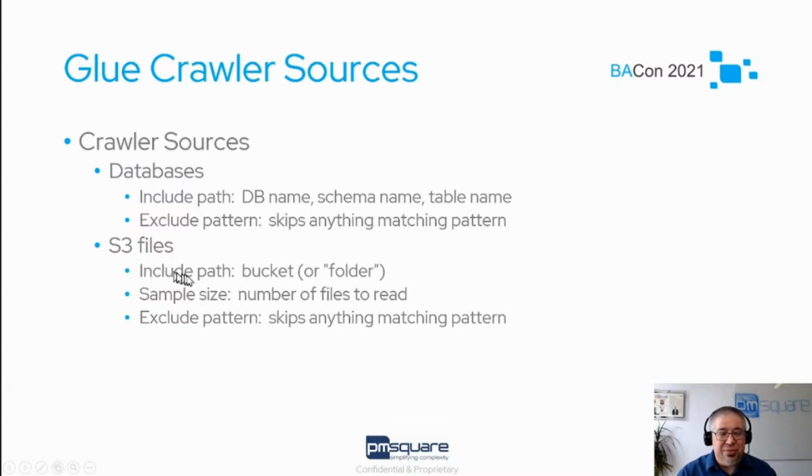In an S3 file, instead of the database name, you would give it the S3 bucket name or the name of a subfolder inside the bucket. If there's a large number of files and you just want to use a few of them as a sample, you can give the connection up to 149 files. And like in a database connection, you can exclude some files by inputting an exclude pattern, and anything that matches that will be skipped.